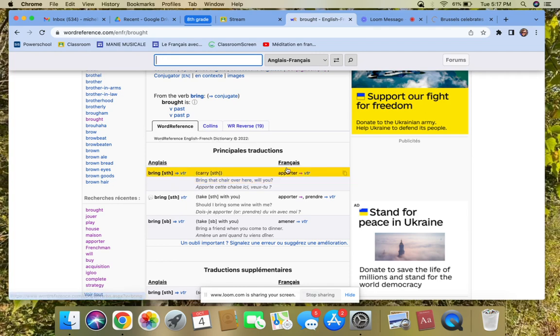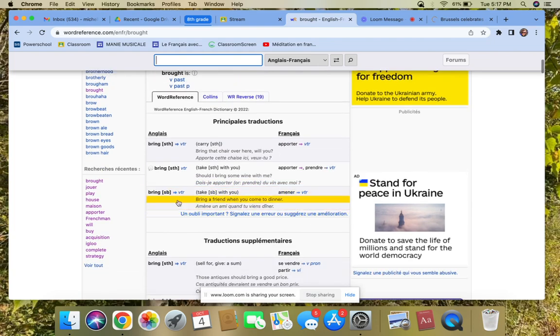Okay, so you can even just start with bring if you're trying to find brought and make sure you get the right word. Sometimes one word in English will have multiple words in French that go with it. So, for example, in French, to bring a thing, to carry something, is apporter. But if I'm bringing a person, like taking somebody with me on a trip, it's amener. Okay, so sometimes it's a completely different word.